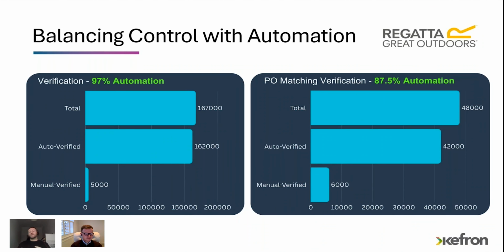So the first one is a company called Regatta, which hopefully you've heard of. They are wholesalers and they'll manufacture outdoor clothing, boots, bags, those kind of things. One of their key drivers for implementing an accounts payable automation system was to remove paper from the process.